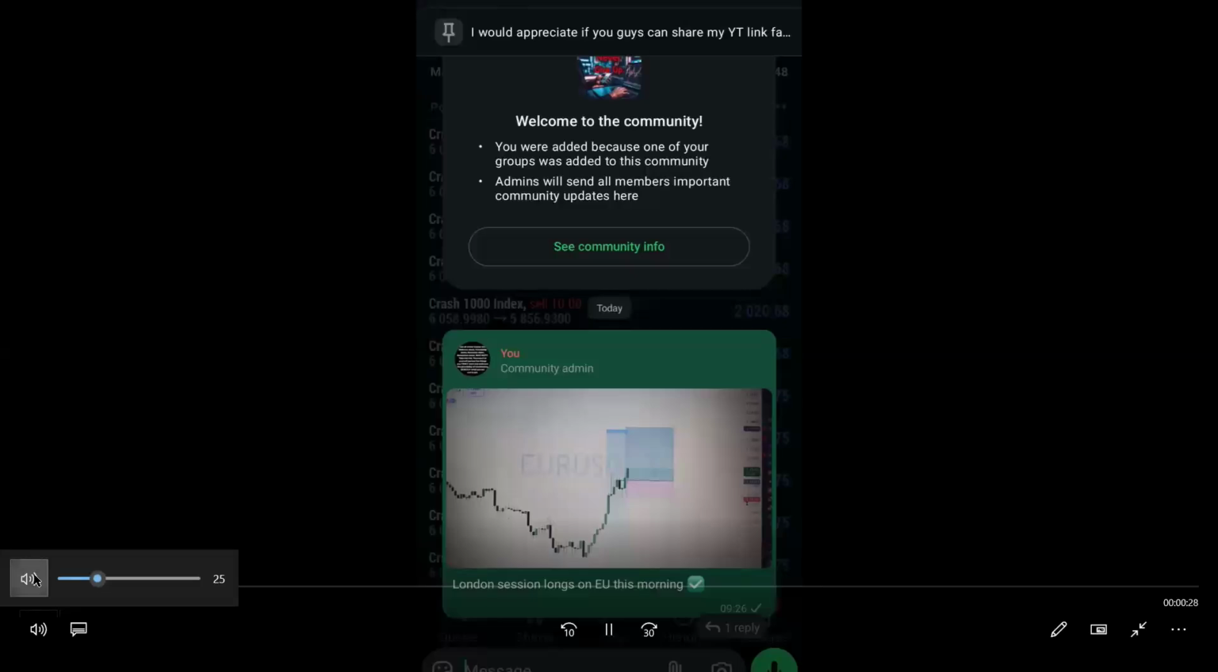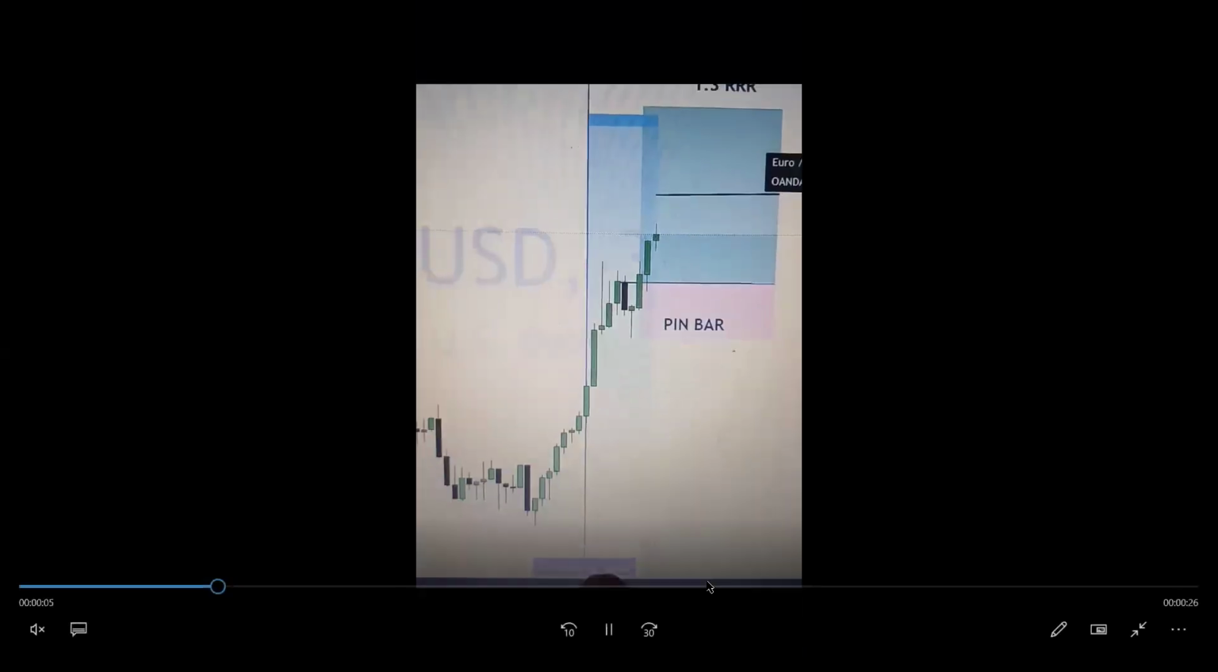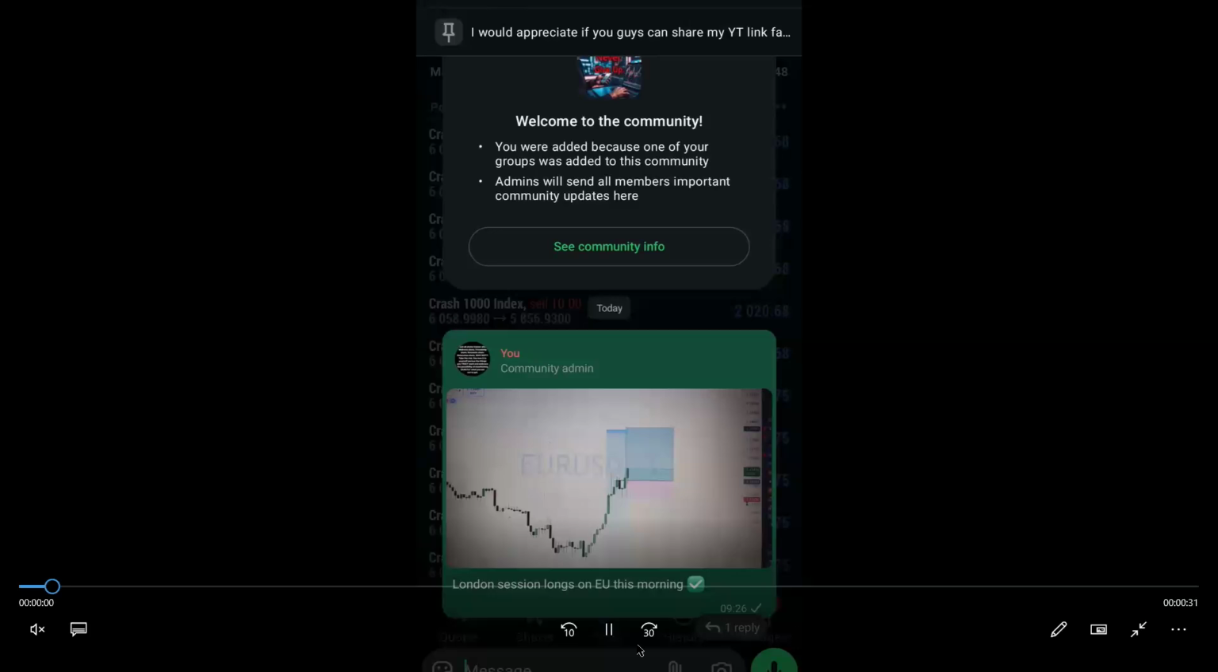The very first thing that a trader has to do is get a hold of their money. All right, so from here you see this was 926. Let me just go back here. This was 926. We came to the community. We shared what I was seeing. So, London session longs on EU this morning. This was the setup I shared.